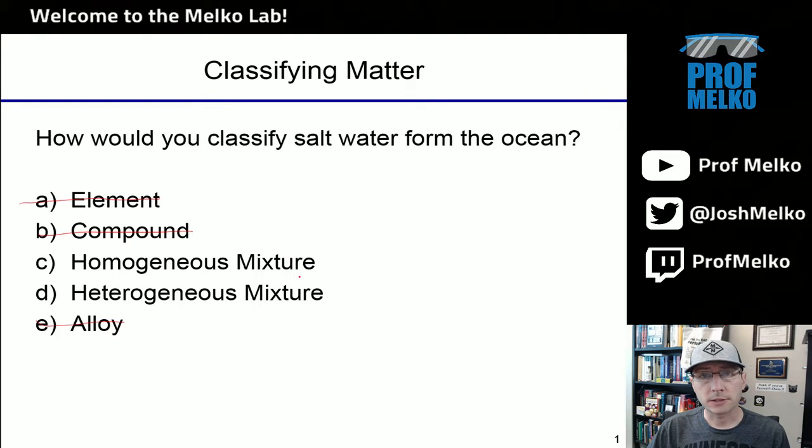Homogeneous or heterogeneous. Homogeneous means it's uniform throughout. Heterogeneous means it's kind of clumpy, and some handfuls of salt water might not be the same as the next handfuls of salt water. More or less, salt water from the ocean is a homogeneous mixture, because basically every handful is the same. A heterogeneous mixture would be something like a chocolate chip cookie, where some bites have a bunch of chocolate chips, other bites don't have any chocolate chips. Okay, so that's this one. On to the next problem.